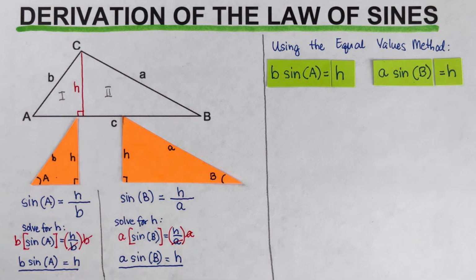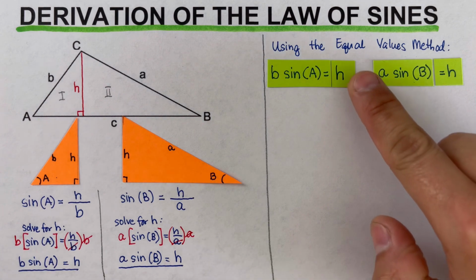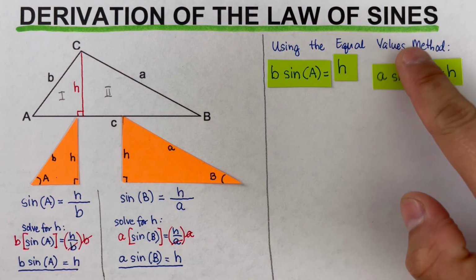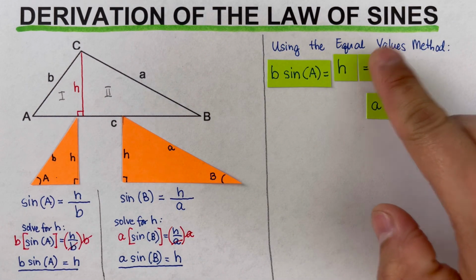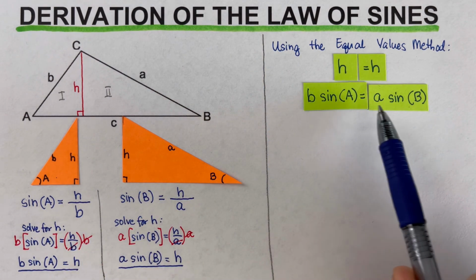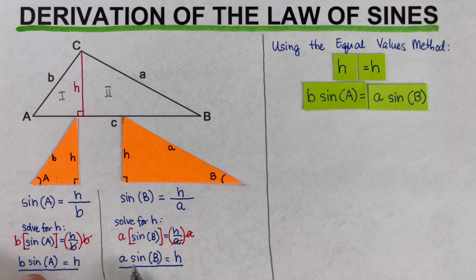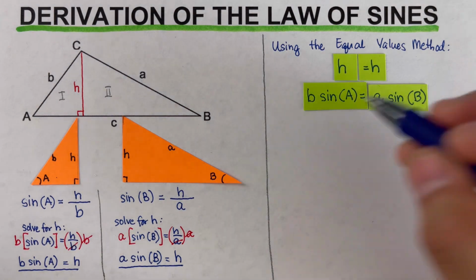If we say equal values method, if you notice the two equations that we got right here, they are both equal to H. So we can say that H is equal to H. And so we can say that B sine A is equal to A sine B, because again, both of them are equal to H. Therefore, these two are equal to each other. So we can go ahead and simplify this and rewrite this.